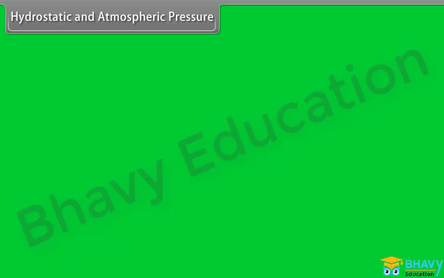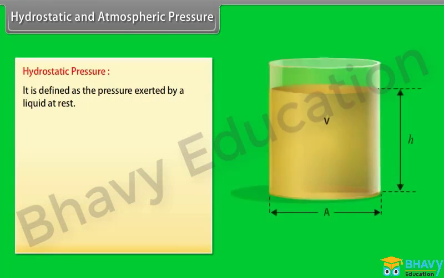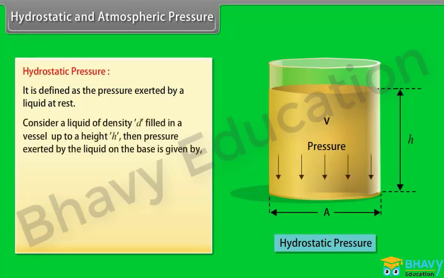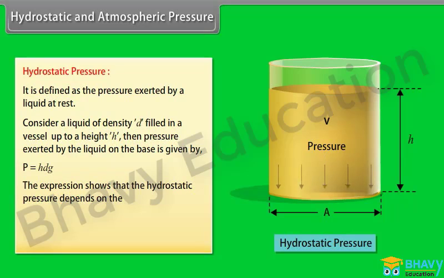Hydrostatic and atmospheric pressure. Hydrostatic pressure is defined as the pressure exerted by a liquid at rest. Consider a liquid of density d filled in a vessel up to a height h. Then the pressure exerted by the liquid on the base is given by P = hdg. The expression shows that the hydrostatic pressure depends on the vertical height of the liquid and the density of the liquid.